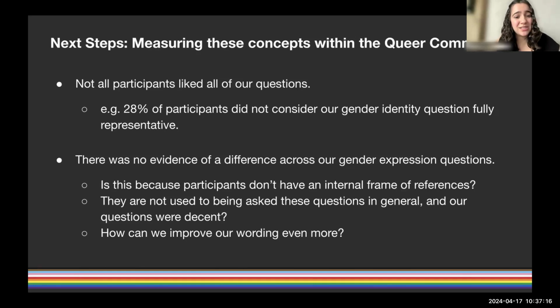And there was no evidence of a difference across our gender expression questions. So we're wondering, is this because participants don't have an internal frame of reference? It's not something that gets often asked, so maybe they don't have something to compare it to. They're not used to being asked these questions in general. So were our questions decent, or is it just that they don't have a comparison frame of reference? And if we assume they're decent, how can we improve our wording even more to maybe see these differences and increase their representative satisfaction?